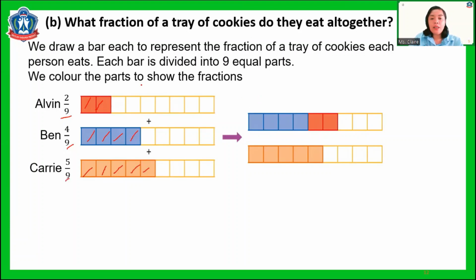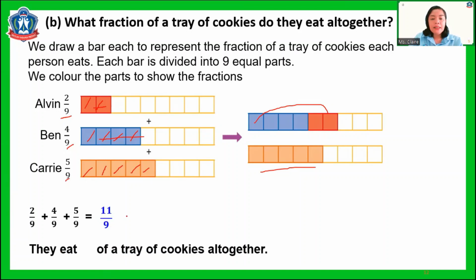We will add all together. We have 4 here and 2. This one, 4 and 2, 6. Then we have 5. So 2 plus 4 plus 5 equals 11. It means they eat 11/9 of a tray of cookies all together.